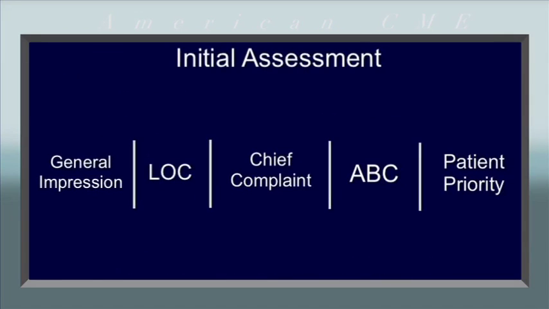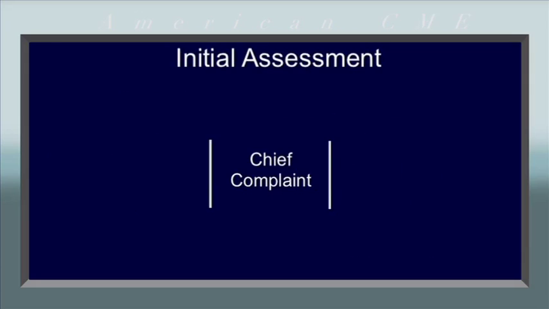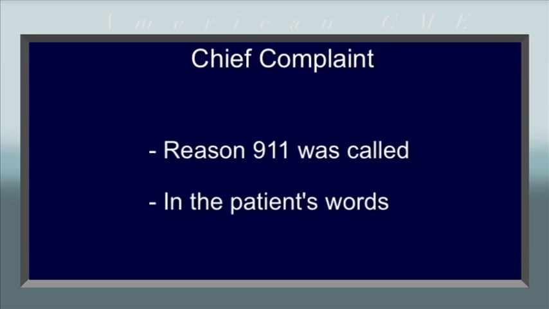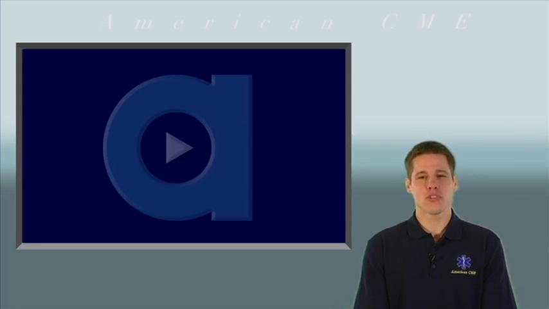Once we have established the LOC and orientation, we can move on to addressing the patient's chief complaint. The chief complaint is simply the reason the emergency call was made, described in the patient's own words. First, consider the nature of the call from your dispatch information. Then simply ask your patient what is wrong in the context of the nature of the emergency.